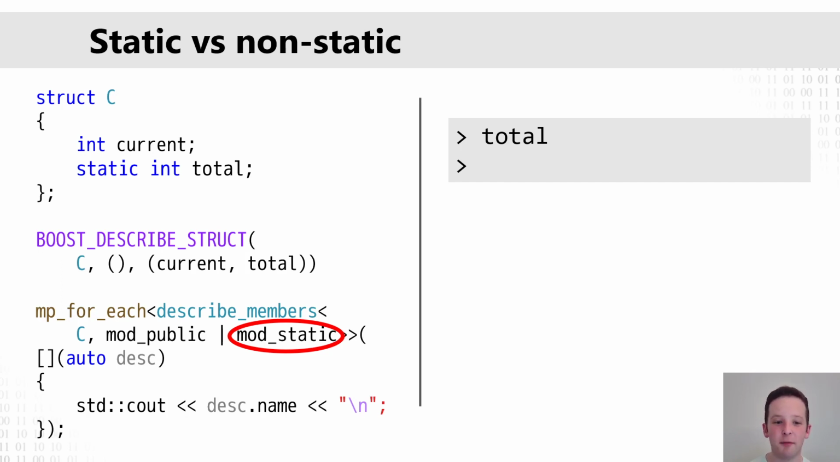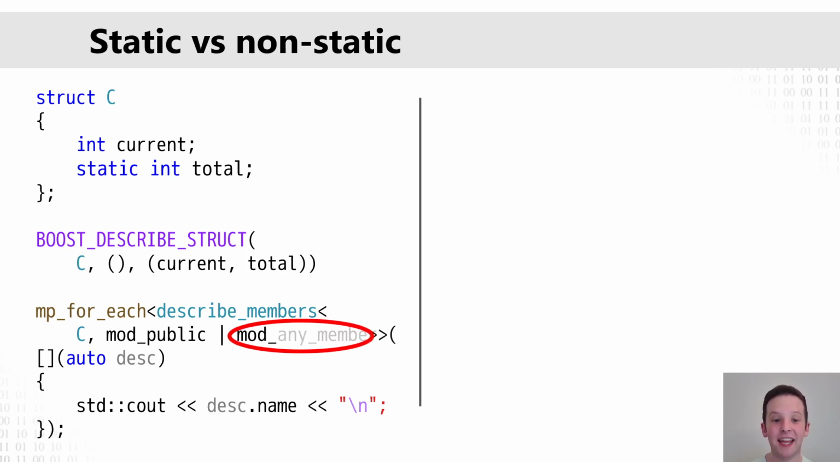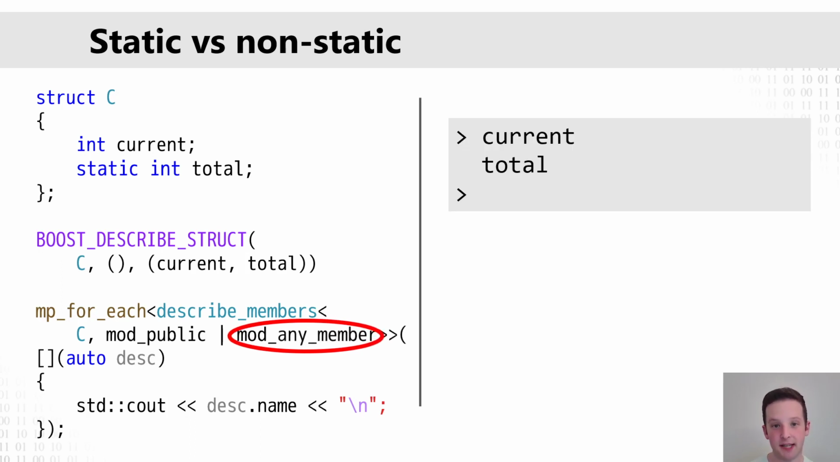If you want both the statics and the non-statics, again, you use mod any member, which does exactly that. Now you'll notice mod any member has a dual purpose. It overrides whether or not you have mod function, and it also overrides whether or not you have mod static.